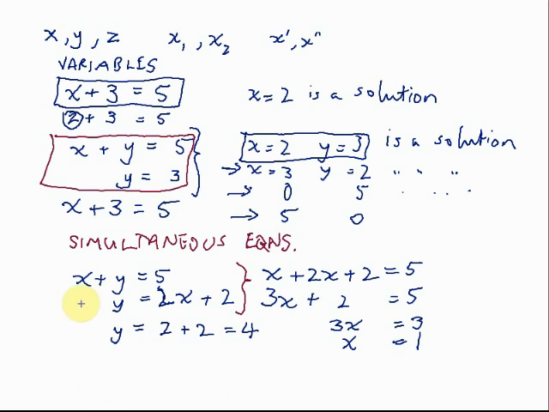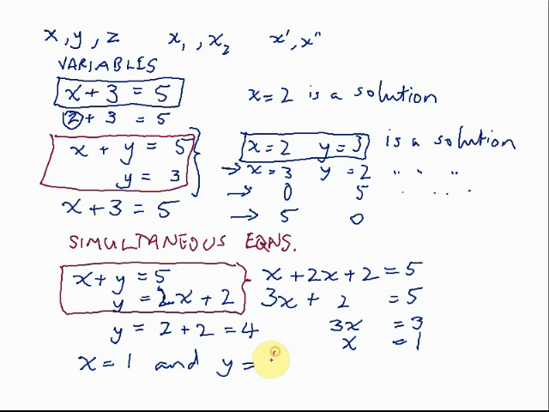So what's our solution for this pair of simultaneous equations, these two equations here? Well, the only solution that makes those two true is x equals 1 and y equals 4. And we can put those values back in here just to check they work. 1 plus 4 equals 5. Yes, indeed it does. And 4 equals 2 times 1, which is 2 plus 2. Yes, indeed it does. That is a solution, and I give myself, in consequence, a nice check mark.